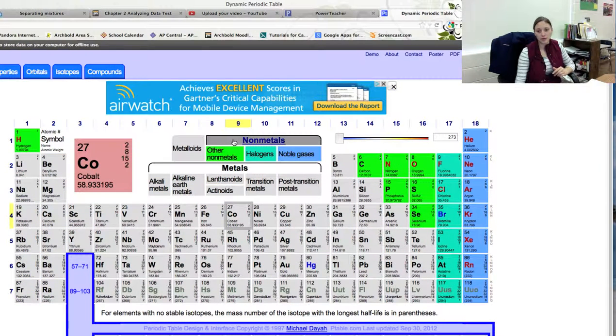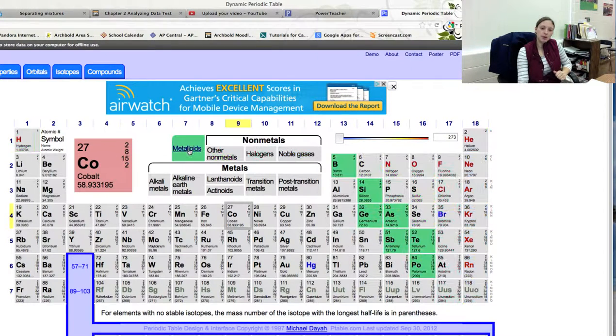If I go to nonmetals now, everything to the upper right. Notice how many fewer nonmetals there are. There are very, very few of them, and most of them, other than bromine, are gases. Then we've got metalloids on the line there. If you look at the periodic table that I gave you, there's a jagged line, and these are the 7 that are actually metalloids. Aluminum, Al, is a metal, not a metalloid.